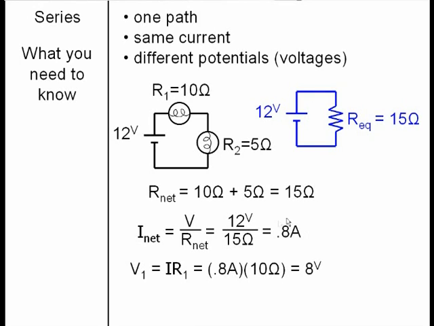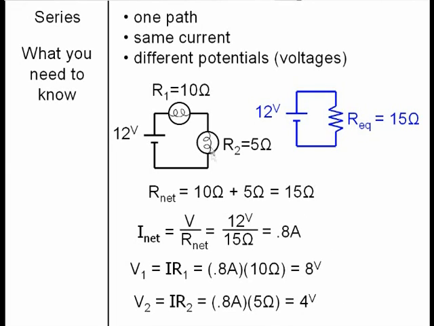We're going to take our current that we calculated, 0.8 amps, and multiply it by our 10 ohms, and we'll get 8 volts. So of the 12 volts that the battery is creating, 8 volts is used by this light bulb. That means this one is going to use whatever's left over, which would be 4 volts. We should actually calculate that. The voltage that this light bulb is going to use is going to be the 0.8 amps times the 5 ohms, which is, of course, 4 volts.